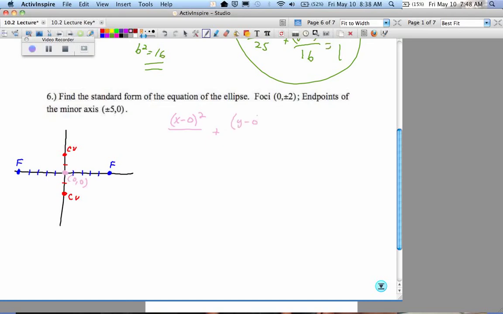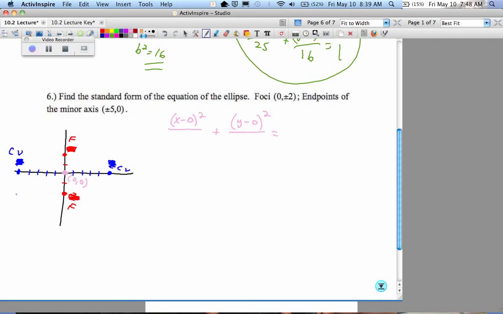You did it the other way. Change this, just label it differently. CV and FV. Oops, I'm sorry. Sorry. I'm glad you're paying attention though.